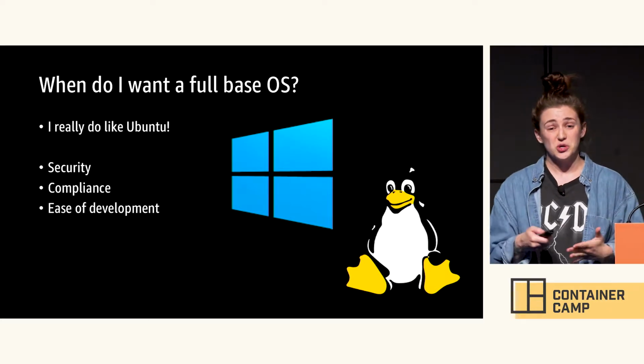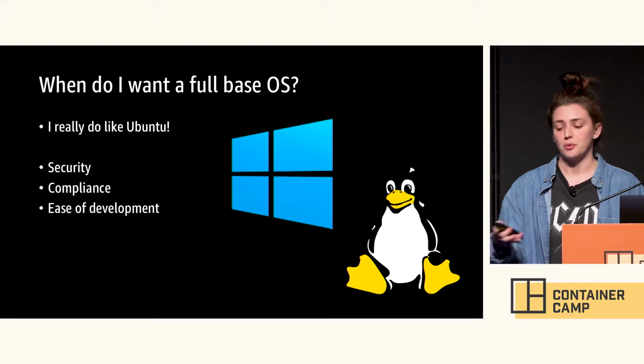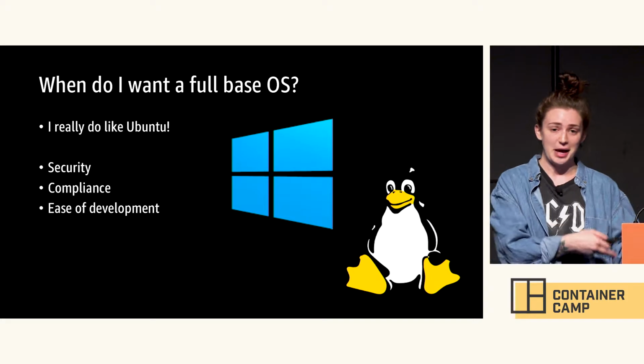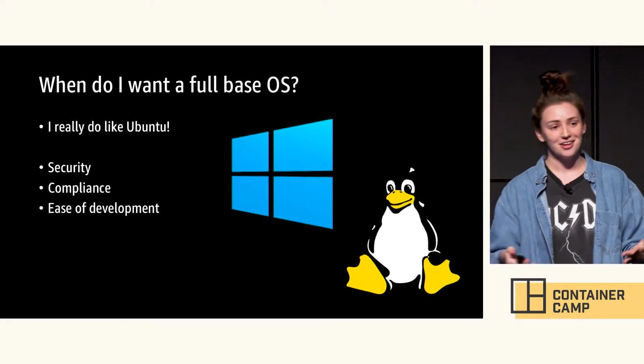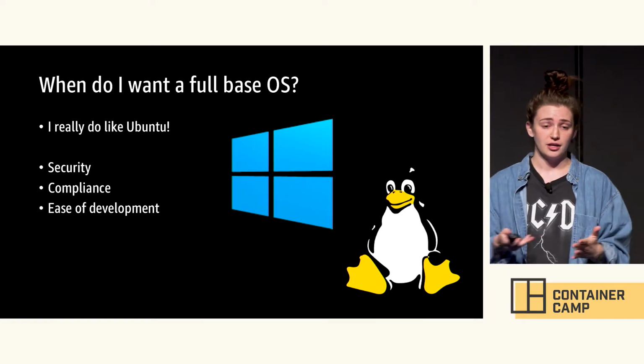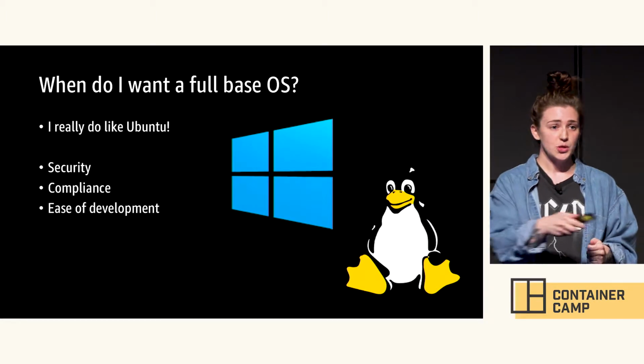So in some cases, you do actually want the full OS. So you can't use something like Alpine, or you can't use a special base image. Obviously, I use a bunch of bad examples with Ubuntu, but I really do like them. So some cases that you might want to do this: security. If you work in an environment that's not a startup, you might have compliance requirements. And also ease of development.